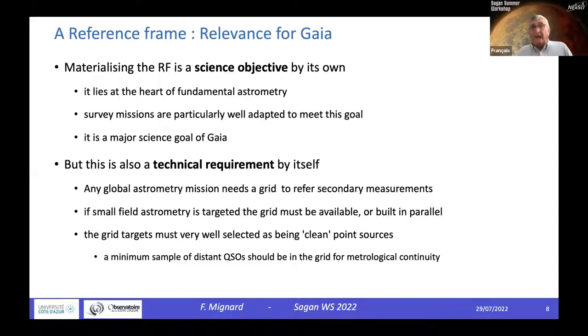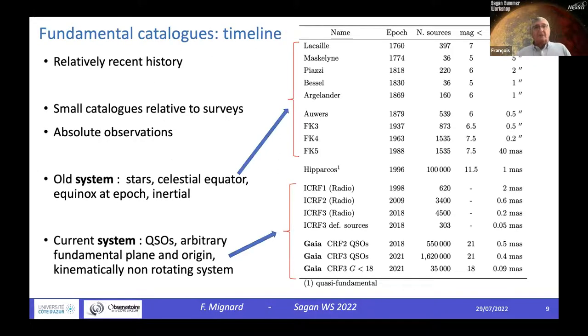This is what we actually do with Gaia and VLBI discussing together to get that. Just this table, don't look at that in detail, but if you take part of history first, the reference frame as we are discussing it right now is not very ancient in astronomy. It does not go to Ptolemy and to Tycho Brahe. They were doing star catalogs, and it was at the same time a reference frame.